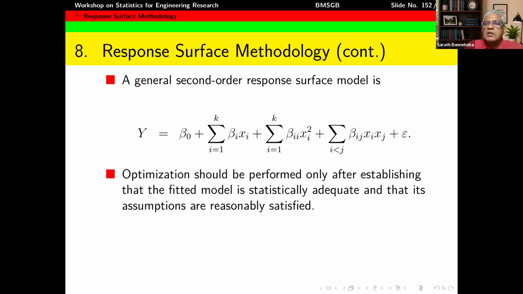And once we select that model as a reasonable model, that means by checking the model assumptions, goodness of fit techniques and goodness of fit measures and so on, then we optimize that function to find out the minimum or the maximum. So optimization should be performed only after establishing that the fitted model is statistically adequate and that its assumptions are reasonably satisfied.